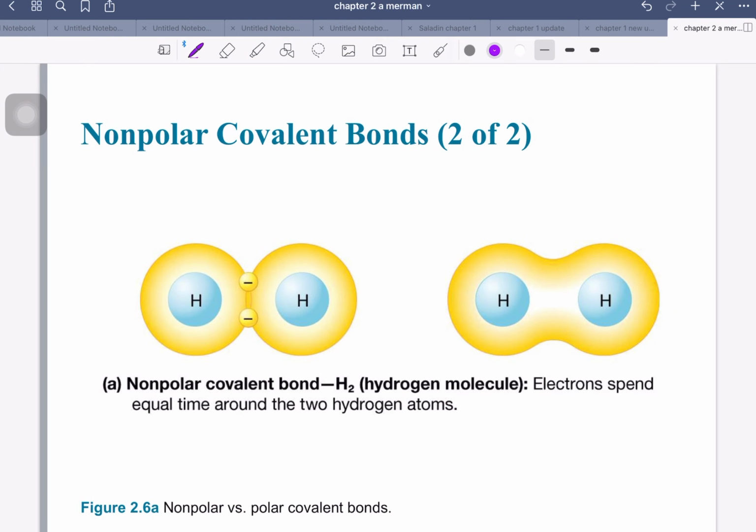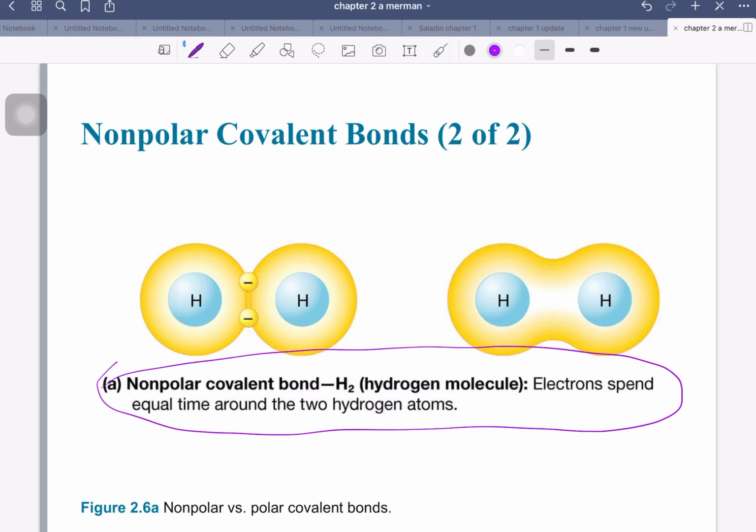So when I'm talking nonpolar covalent, let's have a look at some of this. Here's an example we could look at. We can look at hydrogen molecules, and in this case, they both equally share. So each one of these pretty well gets half the time. So the electrons spend equal time around the two hydrogen atoms.